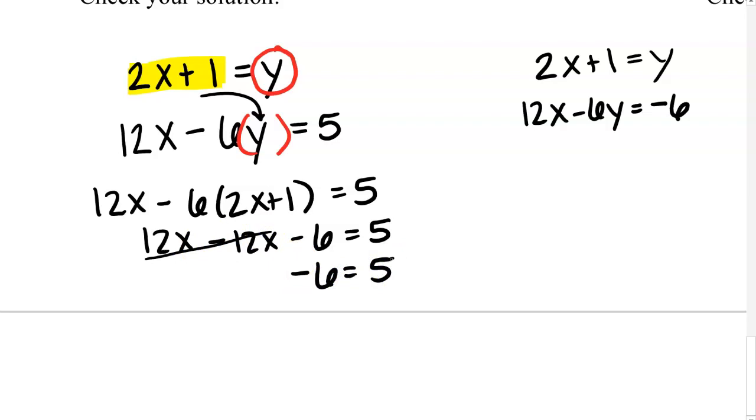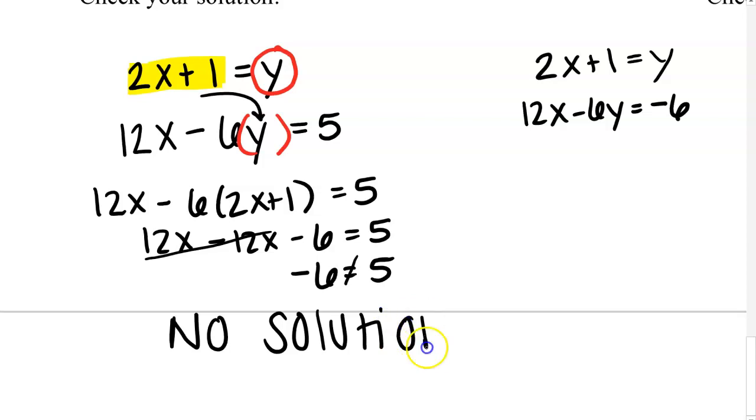When the variables eliminate and we get something that is not true, that means that this system has no solution. Recall that graphically, that means if I were to put both of these lines on a graph, they would never intersect. They would be parallel lines.